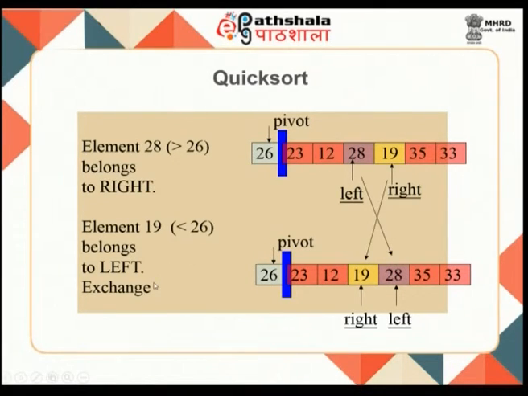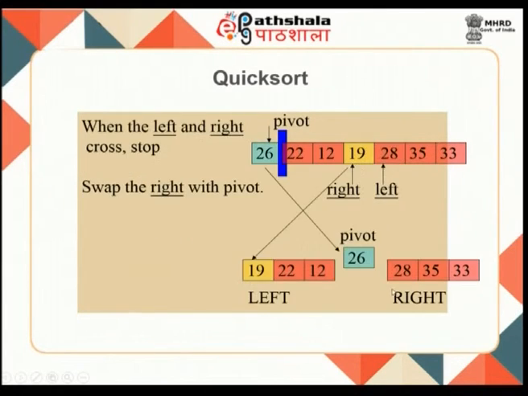So, again we are exchanging and we are getting a scenario like this. When we keep on doing this, we encounter a scenario where the left and right cross. That means we do not have any provisions to go further. Whenever we have such a situation, we simply swap the right with the pivot element. You can see that these two cross each other. Therefore, I am just swapping this 19 with the pivot element.